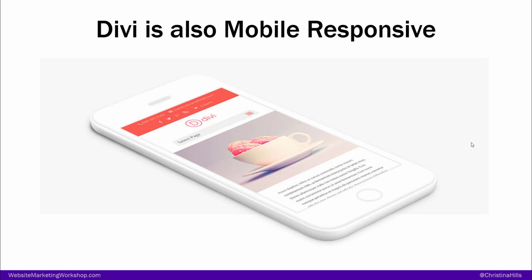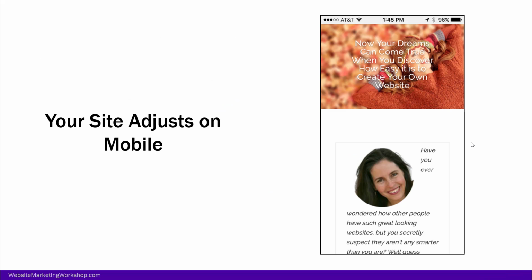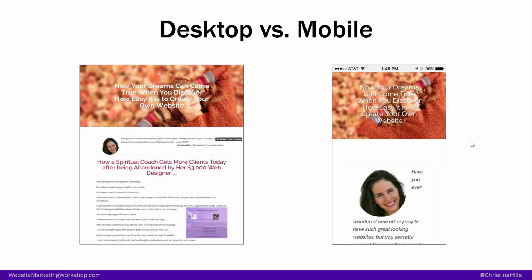Divi is also mobile responsive. So you don't have to worry about whether it is mobile responsive or not. Your site is going to adjust on mobile. So here is the desktop version of this site, and on the right side is the mobile. So what it does is it just adjusts for you.